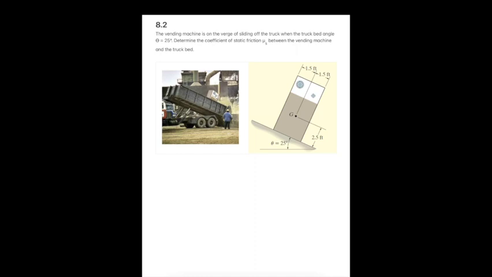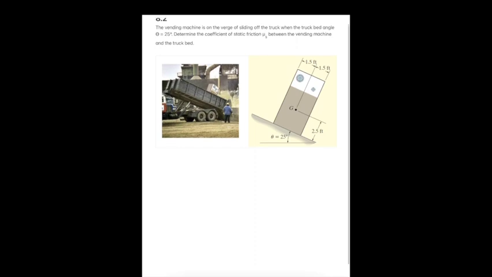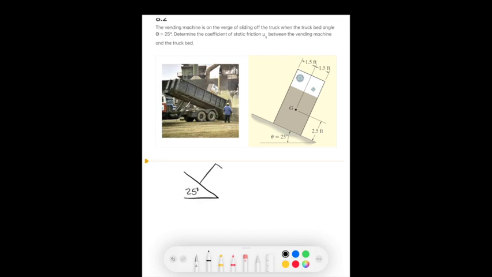In our second example, we see here there is a dump truck. In the back of the dump truck is a vending machine, and the dump truck is angled at 25 degrees. And what we're told is once that dump truck reaches the angle of 25 degrees, that vending machine is on the verge of sliding off. So with this information, we know what we're dealing with here is phase 2.